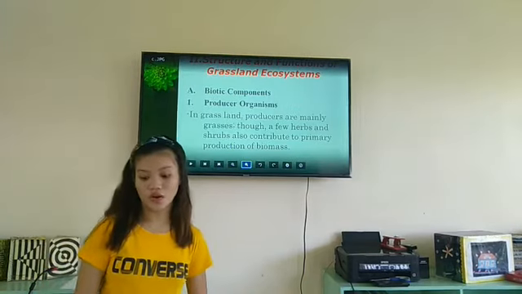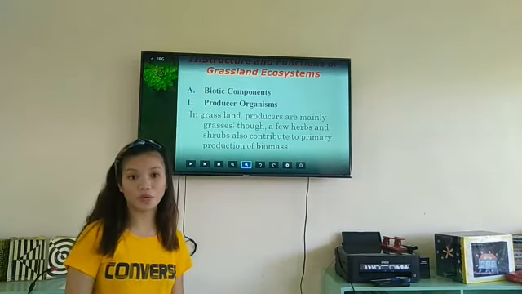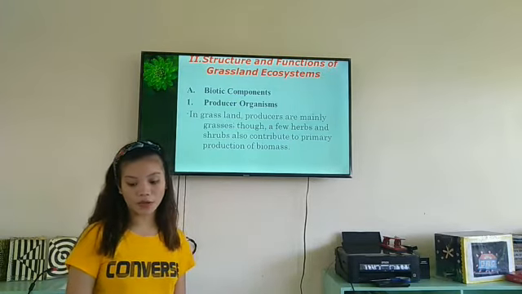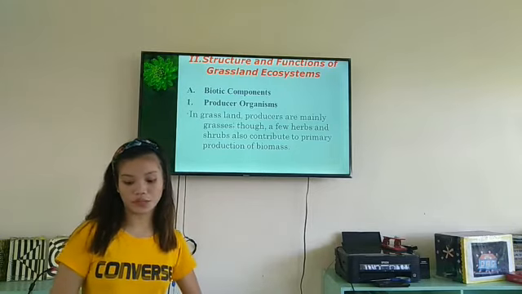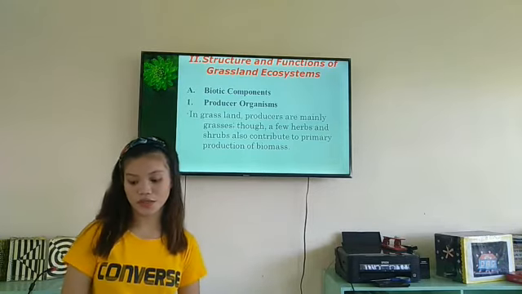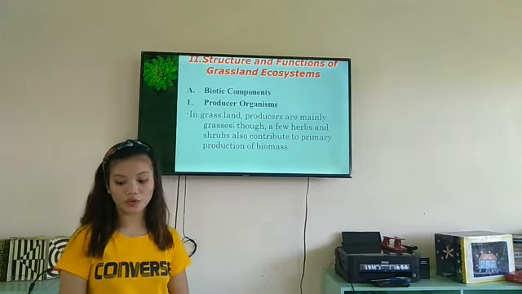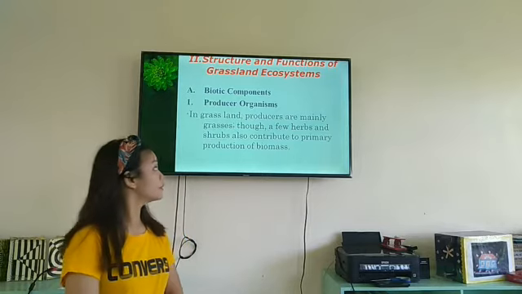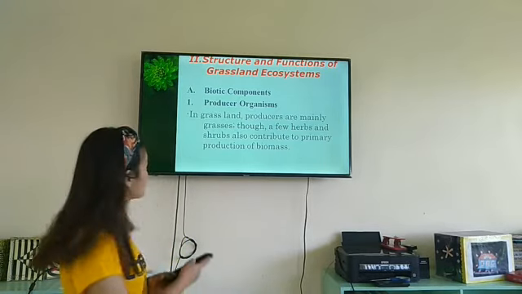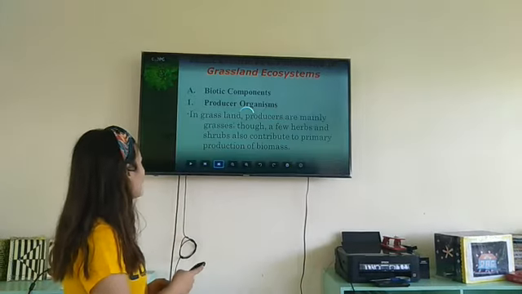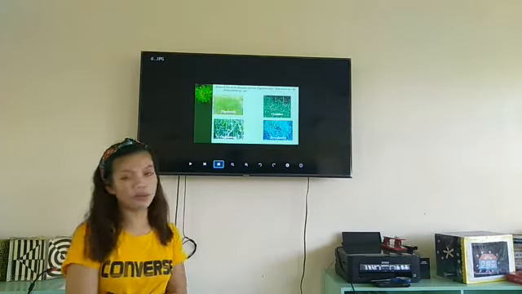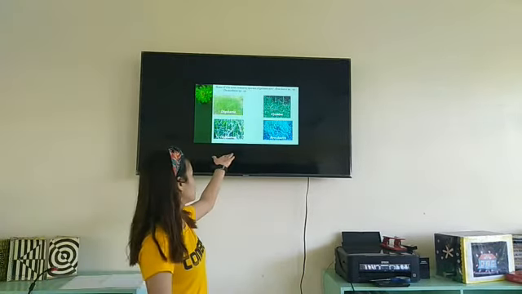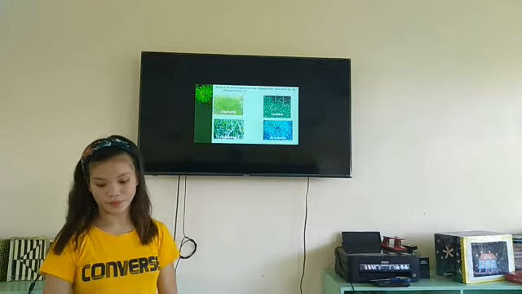Structure and function of grassland ecosystem. They have two components. The first component is the biotic component. Under the biotic component, we have producer organisms. In grassland, producers are mainly grasses, though a few herbs and shrubs also contribute to primary production of mass. Some of the most common species of grasses are Brachiaria, Desmodium, Cynodon, and Digitaria.